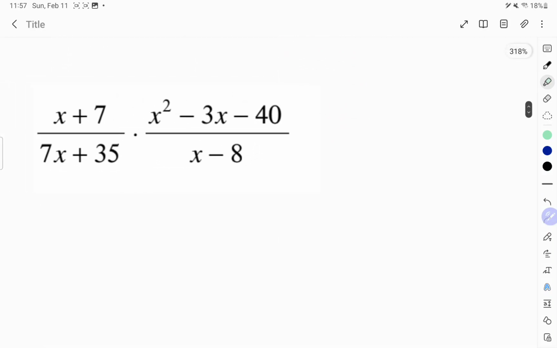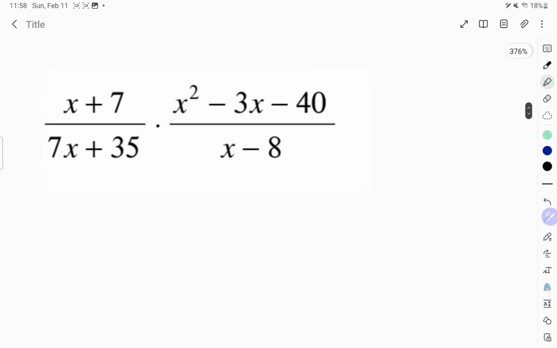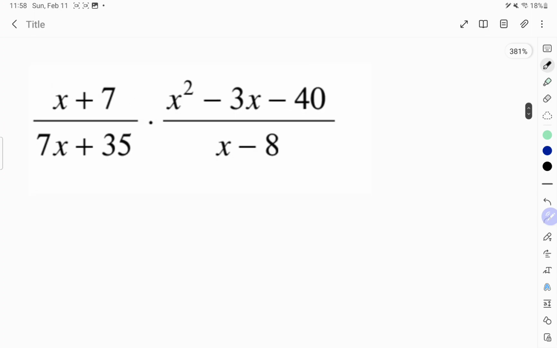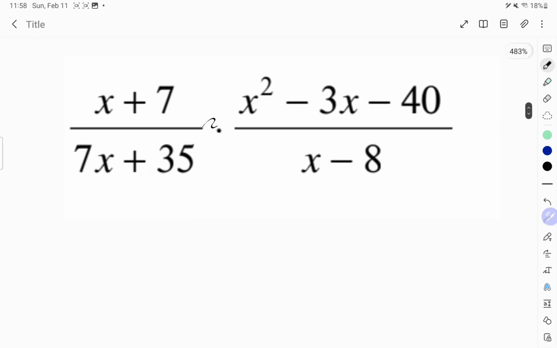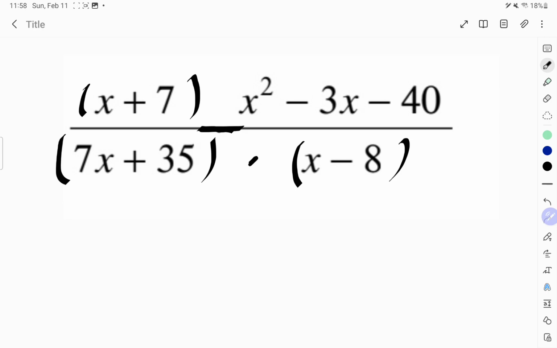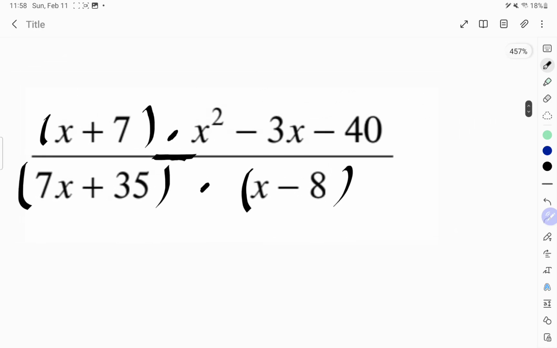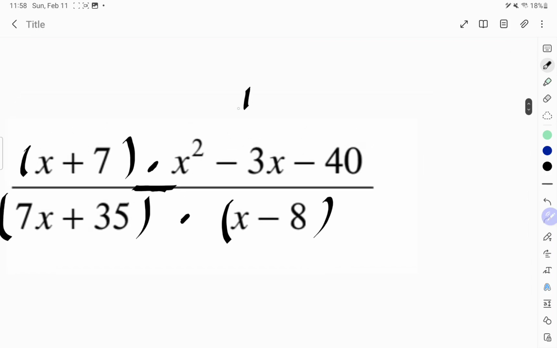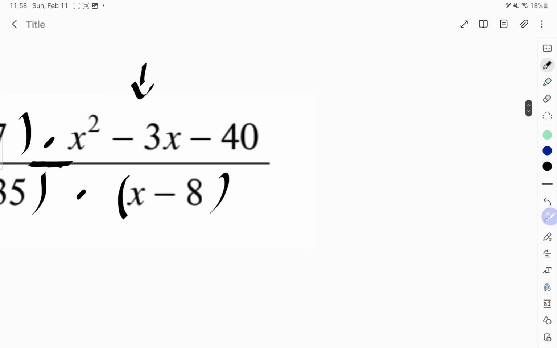Problem number 2 right here. Now this one looks way more intimidating, but we're going to be following the same rules that we did before. Big fraction, and I'm going to put parentheses on all my binomials, just so I can see exactly what I have. Now, before I even touch any of the binomials, I see this guy right here. That's a trinomial. What do we do with trinomials? We factor them out. So let's factor this.